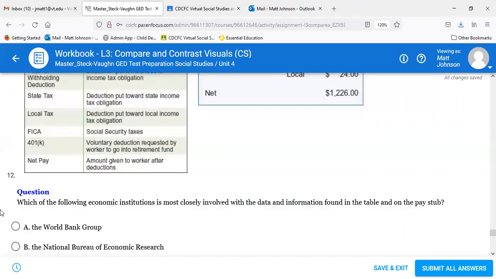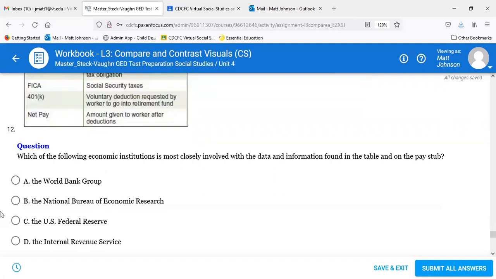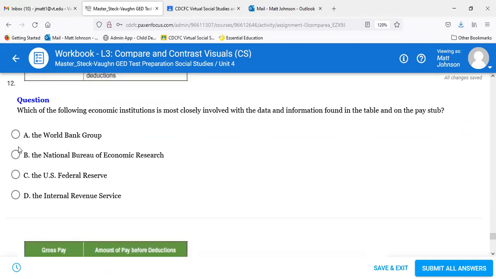And then Christiana, how about reading 12? Number 12. Which of the following economic institutions is most closely involved with the data and information found in the table and on the pay stub? A, the World Bank Group. B, the National Bureau of Economic Research. C, the United States Federal Reserve. D, the Internal Revenue Service.